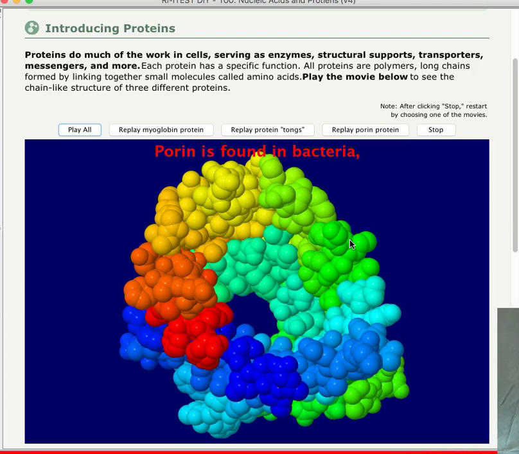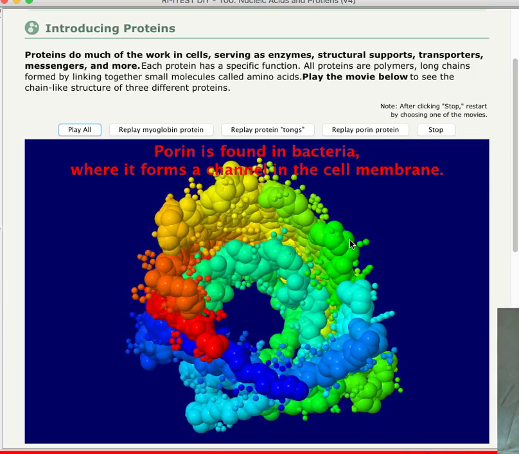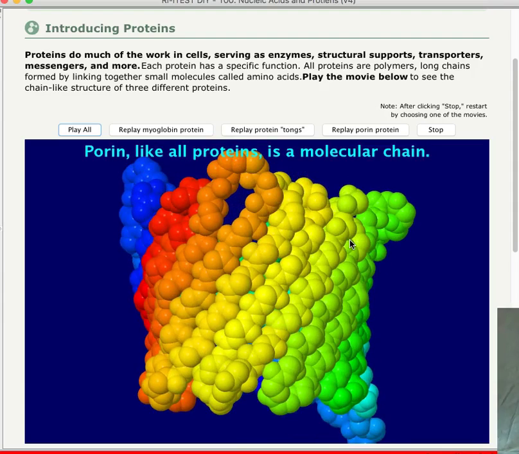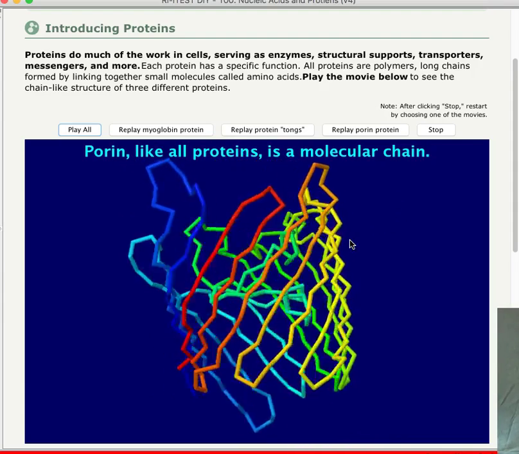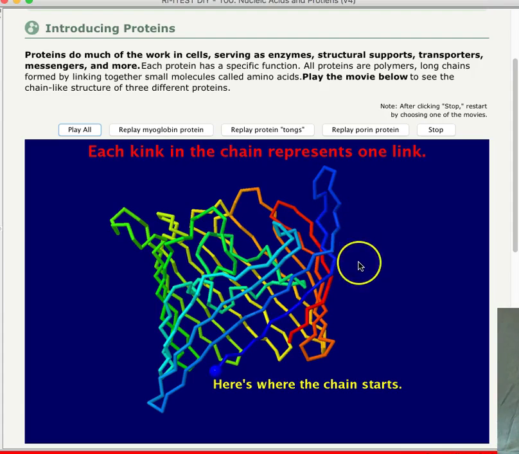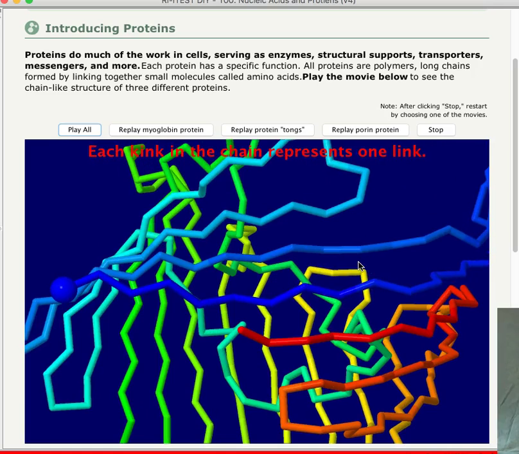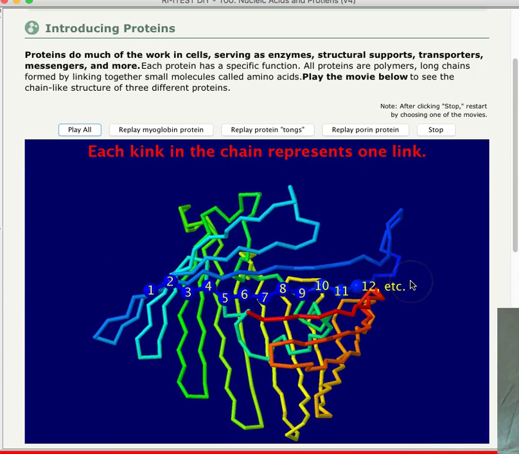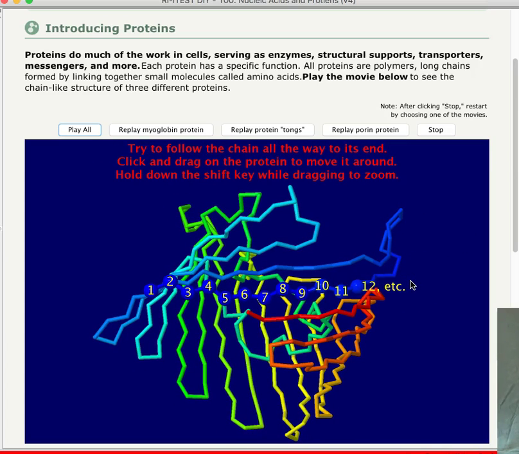This protein is called porin. It's found in bacteria, and it makes pores, or holes, where things can pass through the cell membrane. It's basically a chain kind of woven back and forth to make sort of a pipe. These are all the different amino acids. There are 20 different amino acids that you can put together to make a protein chain. It would be like having this necklace with 20 different color beads, all with different shapes and sizes.